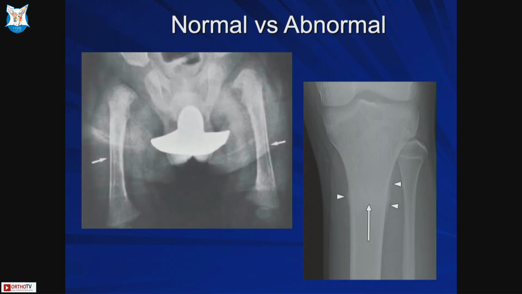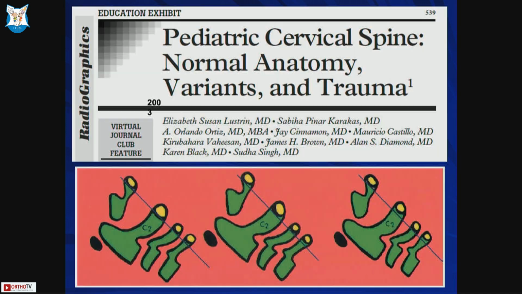And you need to differentiate this from a fracture, which is more focal periosteal reaction compared to the periostitis of infancy, which is more generalized along the entire shaft of the bone.